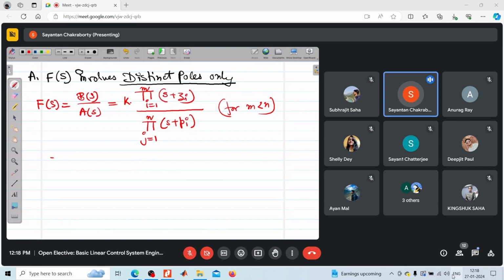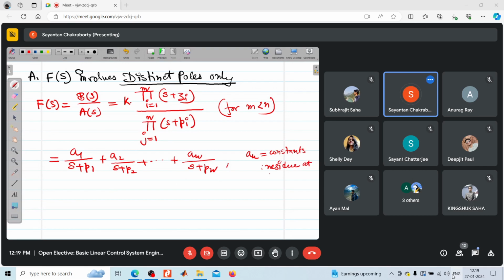So now this can be expanded in a partial fraction form like this: a1 by (s plus p1), a2 by (s plus p2), finally an by (s plus pn), where these ak are constants and they are called the residues of the function at the pole s equal to minus pk. So this is how it can be expressed in this partial fraction form.